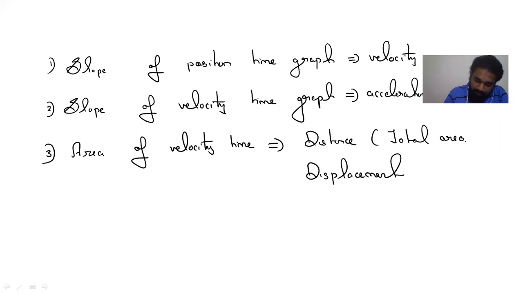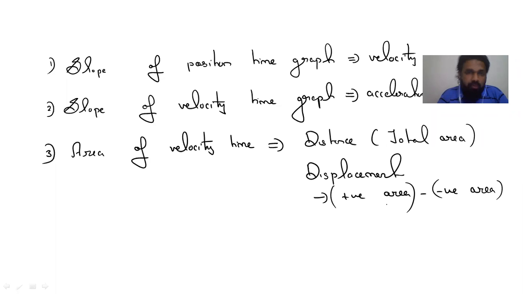This is total area. Now here what displacement is? Positive area, that is area on the positive side of y-axis, minus area on the negative side of y-axis. Okay, so these are the things. So we should know how to calculate the slope if it is a straight line and all. Okay, all those things we will have to know. Hope you have all watched those video lectures. Okay, now we will move to problems.